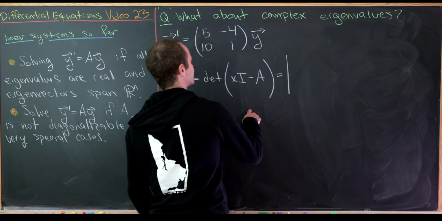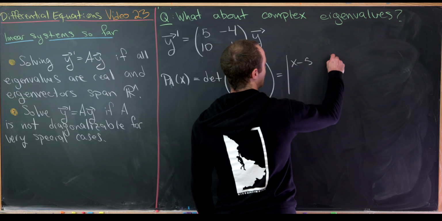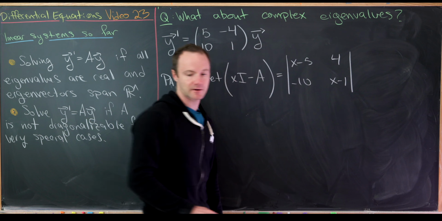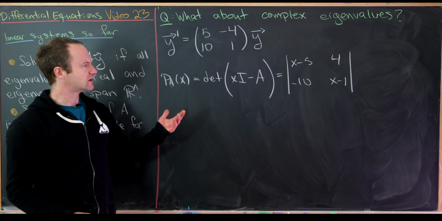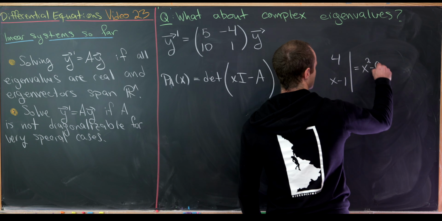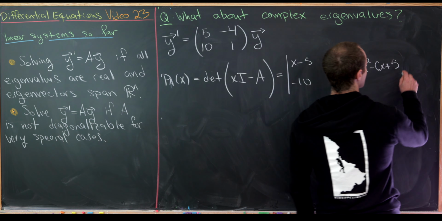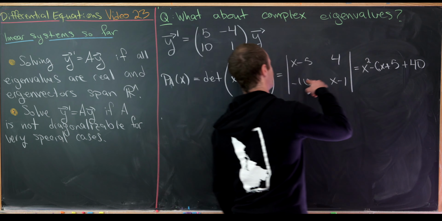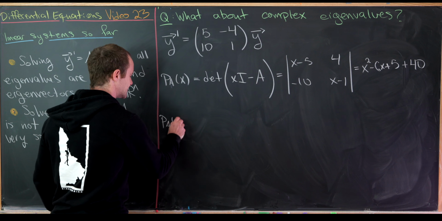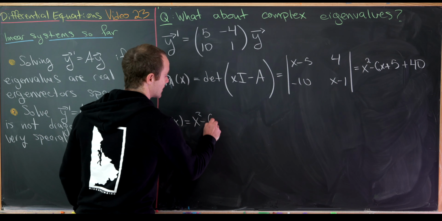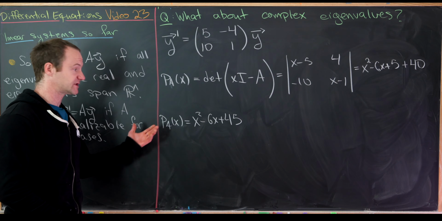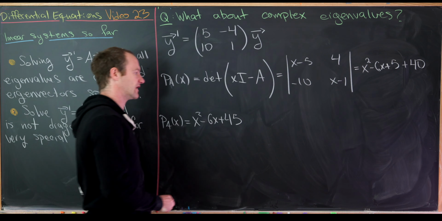This gives us the determinant of x minus 5, 4 will go here, negative 10 will go here, and x minus 1 will go here. So now let's see what we get. We'll get x minus 5 times x minus 1, that's x squared minus 6x plus 5, and then plus 40. That's from 4 times negative 10, but then we're subtracting that. So P sub A of x is x squared minus 6x plus 45. We'd like to find the roots of this polynomial, and those will be exactly our eigenvalues.